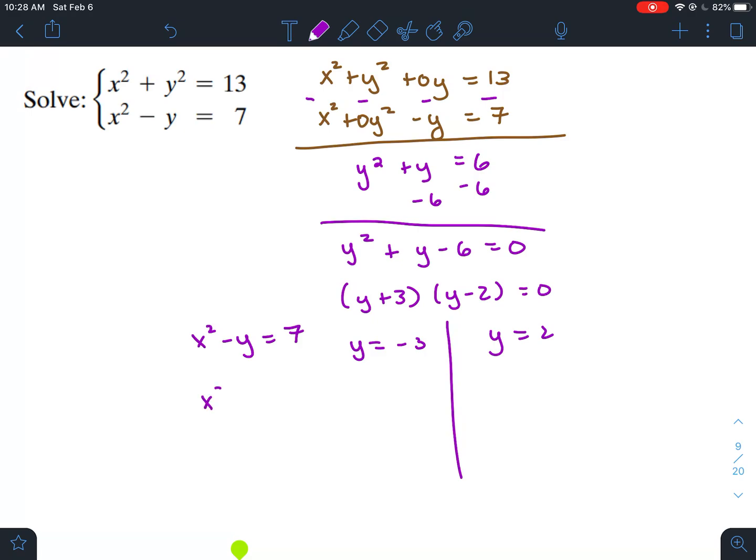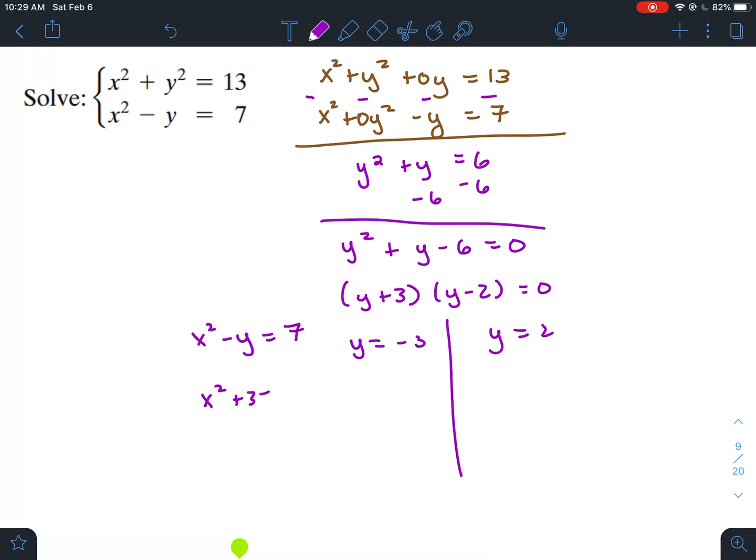And so I get x squared, and then if I plug in negative 3 for y, I get plus 3 equals 7. So x squared is going to equal 4, so x is going to equal plus or minus 2. So I have the point 2, negative 3, and negative 2, negative 3. So that negative 3 is going to give me two solutions, 2, negative 3, and negative 2, negative 3.